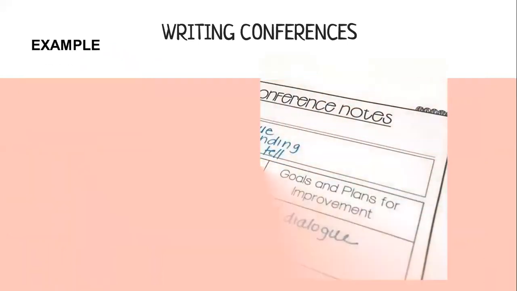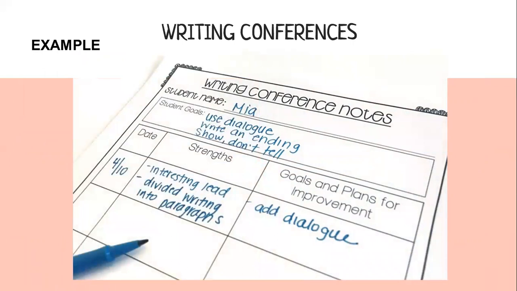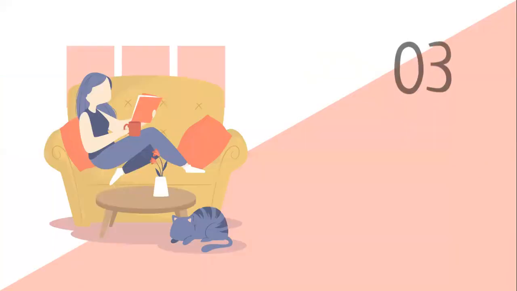And here is an example of a writing conference. As you can see, here is an example of a writing conference form. We have the student name, the goals of that student. We have their strengths, goals, and plans for improvement, so we can get the detailed information and the progress of improvement of that student, so they can strengthen their writing and improve. So those are some ways of assessing student writing besides the official test.